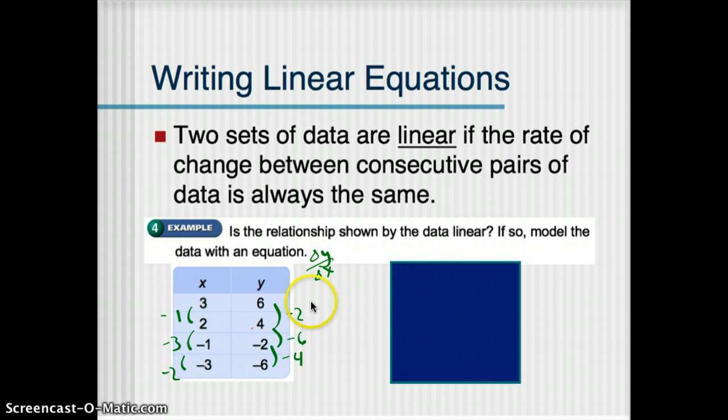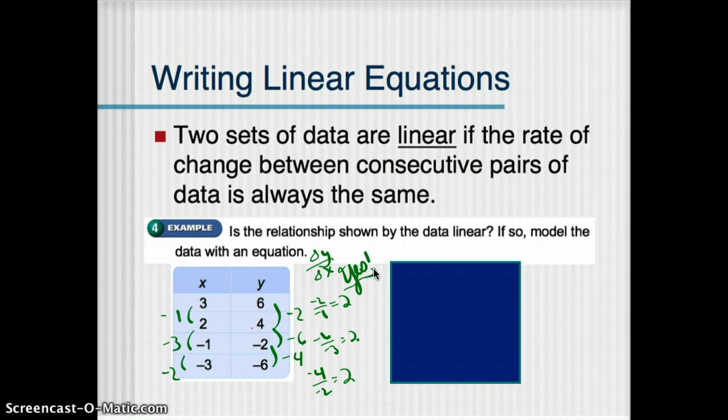So here, negative 2 divided by negative 1, that's 2. Negative 6 divided by negative 3, that's also 2. Negative 4 divided by negative 2, that's also 2. So yes, it looks like it's linear. They all have the same rate of change.